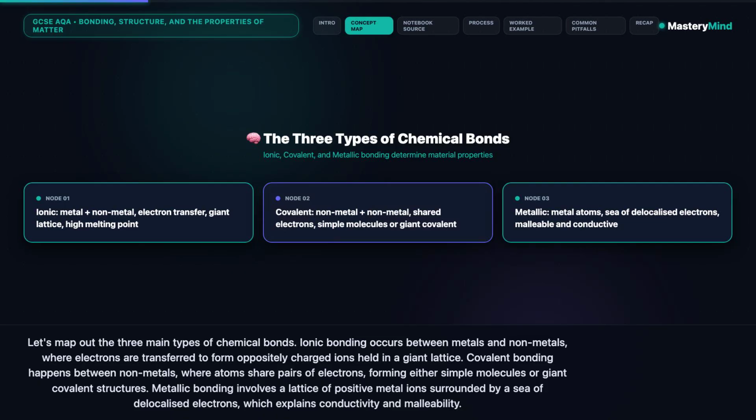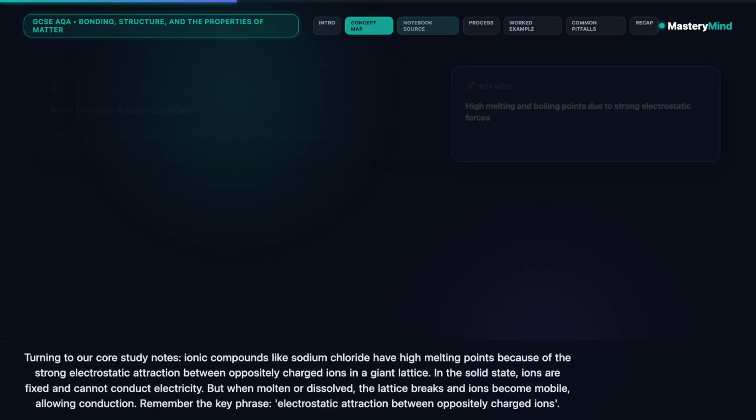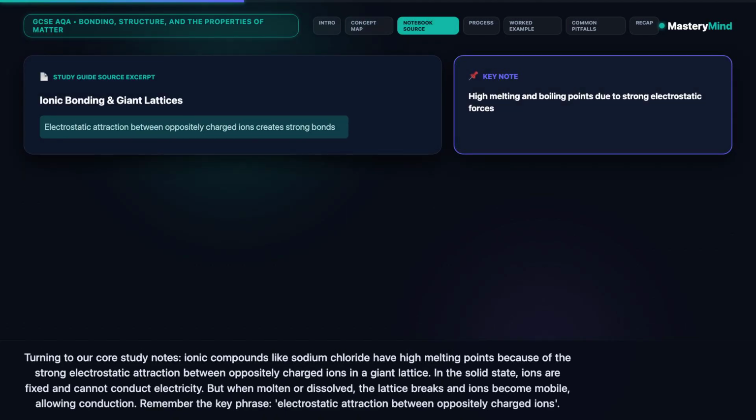Ionic bonding occurs between metals and nonmetals, where electrons are transferred to form oppositely charged ions held in a giant lattice. Covalent bonding happens between nonmetals, where atoms share pairs of electrons, forming either simple molecules or giant covalent structures. Metallic bonding involves a lattice of positive metal ions surrounded by a sea of delocalized electrons, which explains conductivity and malleability.